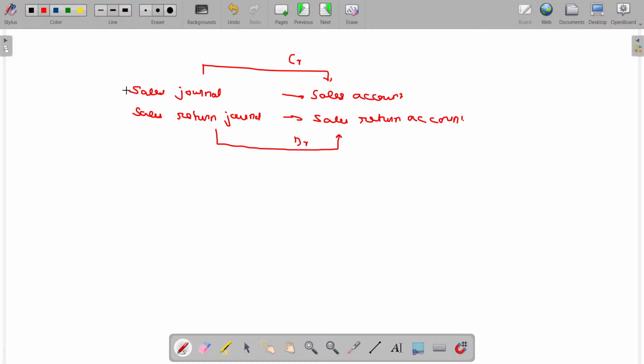Apart from that, the individual parties' accounts will be transferred to the concerned parties' accounts. As the total goes to the credit side, in the individual parties' accounts it will go to the debit side. Okay, debtor 1, debtor 2, okay. Like any number of debtors you have now, you can transfer directly.